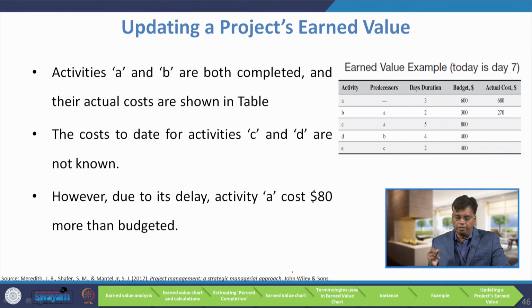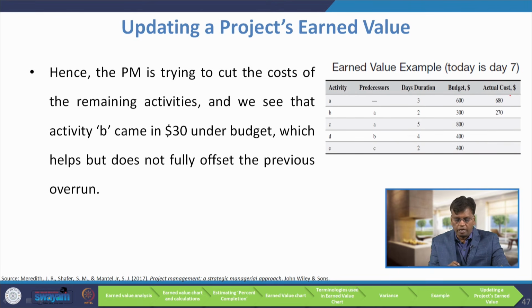So, activities A and B are both completed, and their actual cost is also shown here. The cost to date for activities C and D is not known to us. However, due to its delay, activity A cost $80 more than budgeted, it becomes 680. Hence, the project manager is trying to cut the cost of the remaining activities, and we see that activity B became $30 under budget, which helps but does not fully offset the previous overrun.